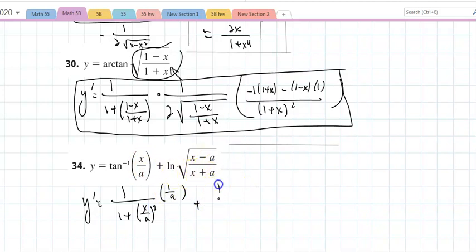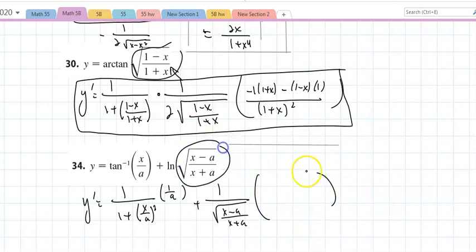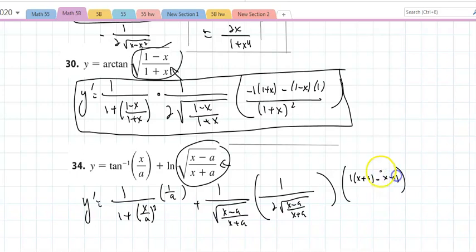Derivative of a log is 1 over the argument, whatever that is, times the derivative of the argument, that's 1 over twice the square root of x minus a over x plus a, times the derivative of the inside, which is the quotient rule: derivative of the top times the bottom, minus the top times the derivative of the bottom, all over the bottom squared. This one simplifies a lot quicker because those radicals cancel out.